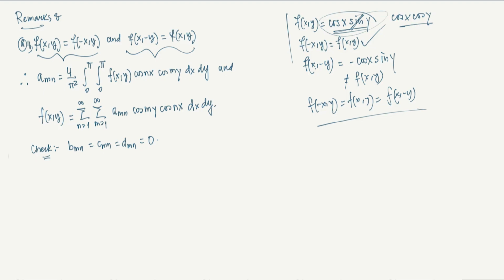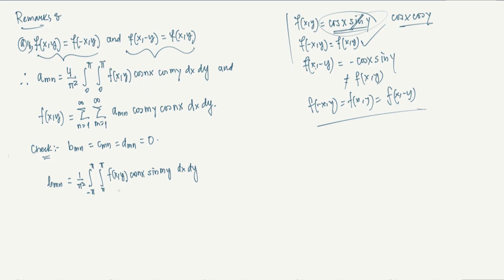Essentially, if you look at b of mn, what is it? It is 1 by pi square, integral minus pi to pi, and then you have f of xy cosine nx, sine my dx dy, right? Now if I want to take a change of variable, f of xy equals f of minus x, y. These two conditions are there.